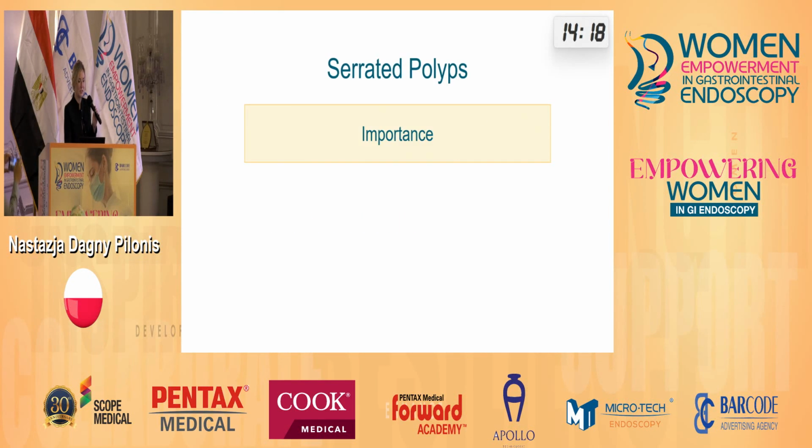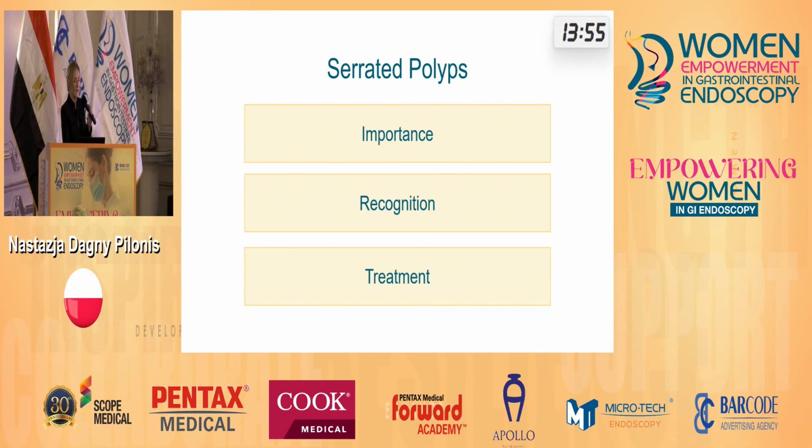These are my disclosures. For this talk I divided this into three main parts. First, I would like to discuss the importance of those lesions. Do we actually have to care about serrated lesions in the colon? Then we will practice a bit of recognition of those lesions, because unfortunately it gets very tricky to detect them in the colon. And at the end we will discuss the treatment of those lesions, how to manage them best.